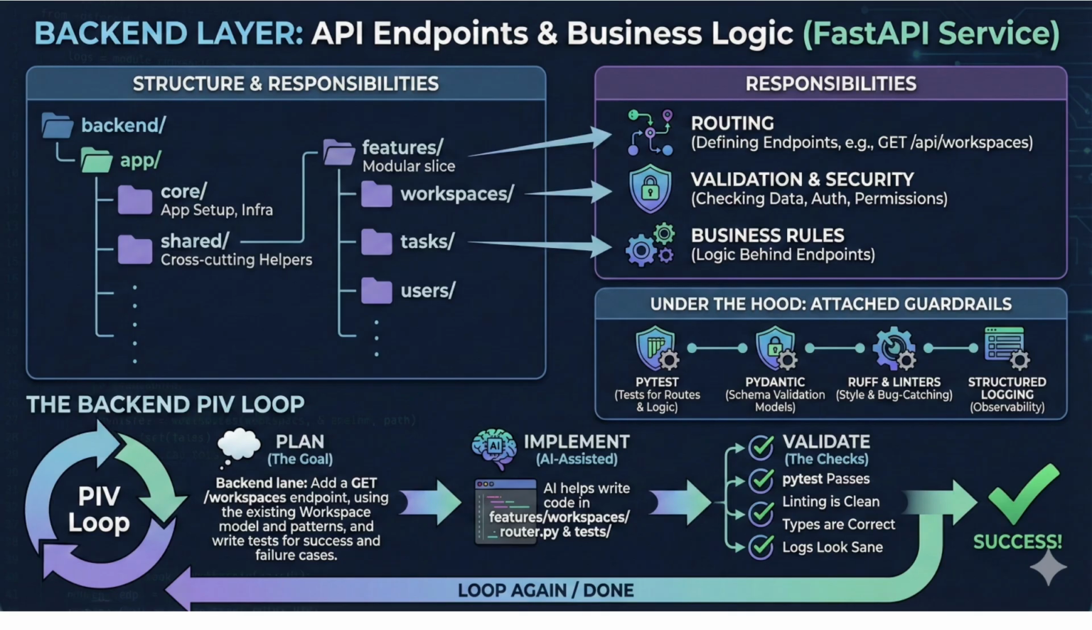Backend guardrails include PyTest tests for routes and logic, Pydantic models or equivalents for schema validation, Ruff or other linters for style and bug catching, structured logging for observability. Backend PIV loops might be: add a GET /workspaces endpoint using the existing workspace model and patterns, and write tests for success and failure cases. The AI helps implement, but validate means PyTest passes, linting is clean, types are correct, logs look sane when you hit the endpoint.